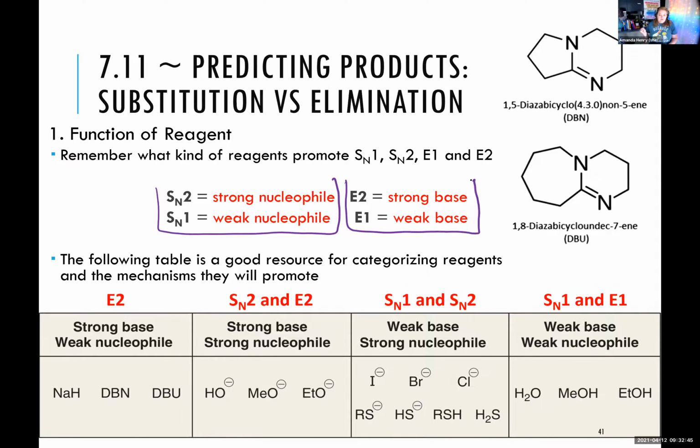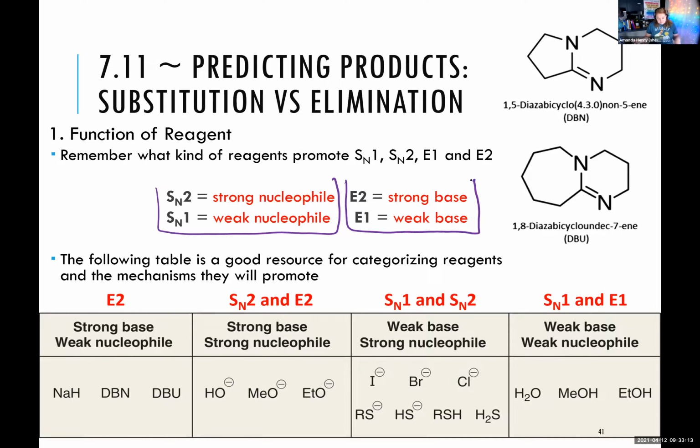Reasons for this. When we're doing a 2 reaction, Sn2 or E2, everything happens at the same time. So we want to use something that's strong so that it reacts with our substrate immediately. With Sn1 and E1, we want to create that carbocation first and then have our nucleophile or base react. So we want it to actually be less reactive. That's why we want to use something that's weak.